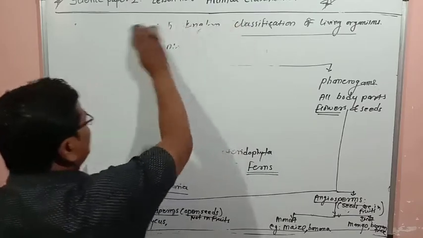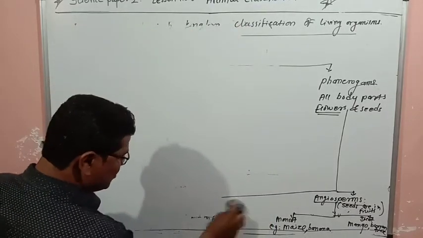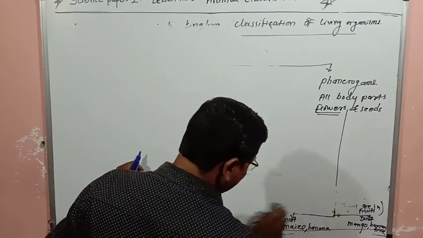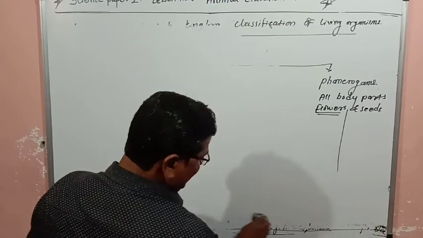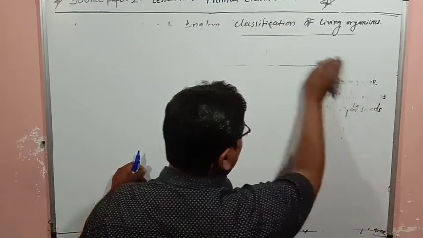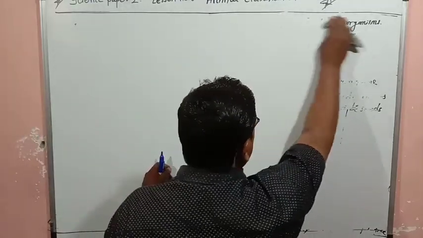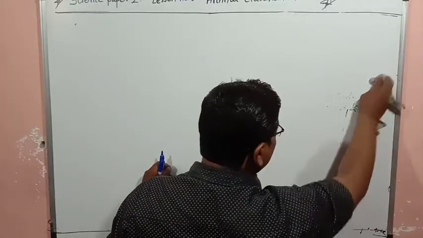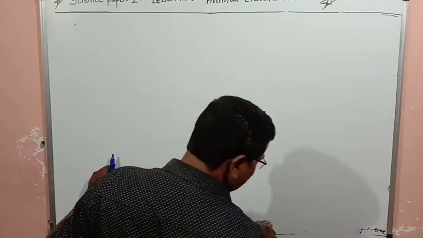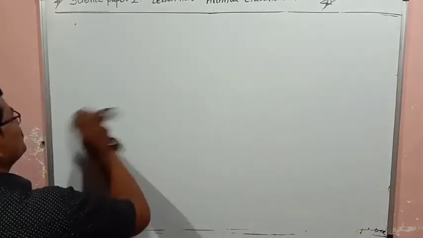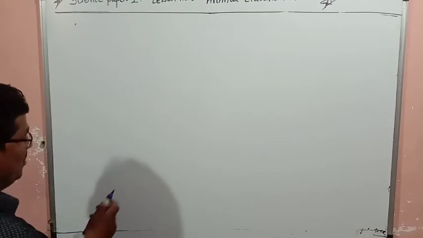So diversity in animals. What do you mean by diversity? Various kinds of animals are present on the earth, and they have variation in their size, shape, food, and habitat. These are the points we are going to consider while classifying living organisms.